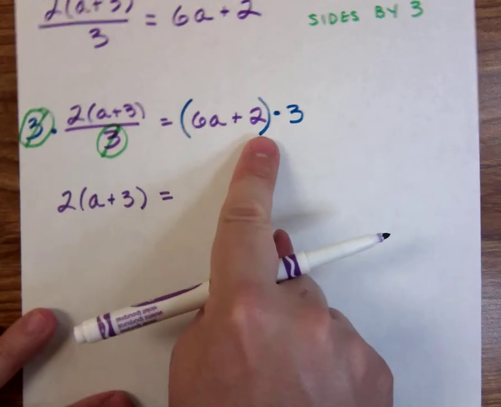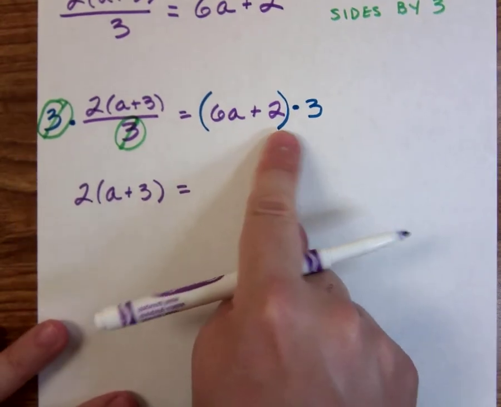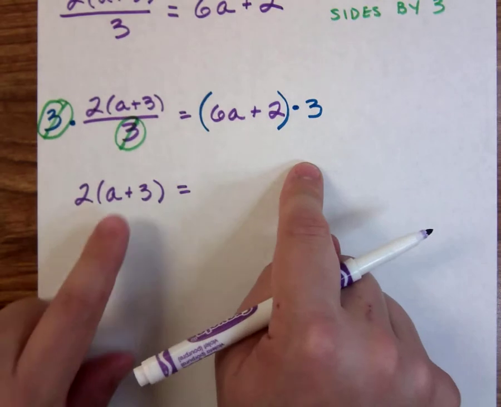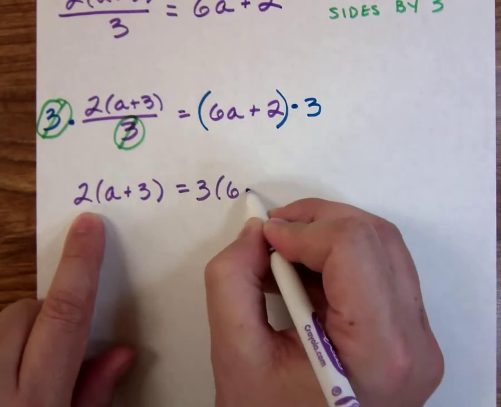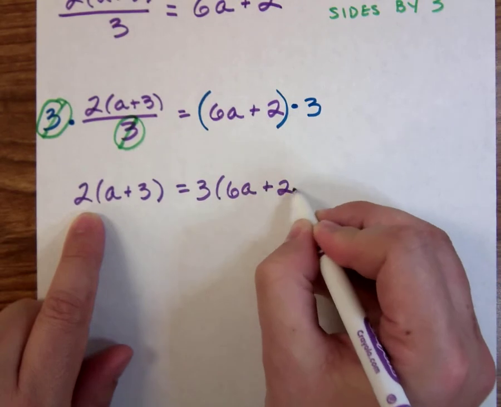Equals, this is 3 times 6a plus 2. It's fine to write it the way that I wrote it, but I'm going to write it like this with the number in front. It's the exact same thing. I just think it looks a little nicer with the number in front, like that.